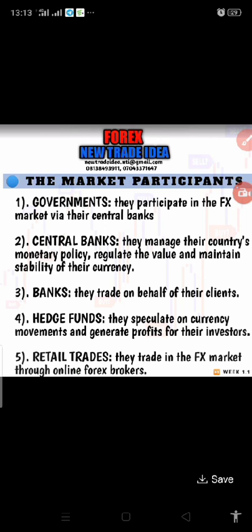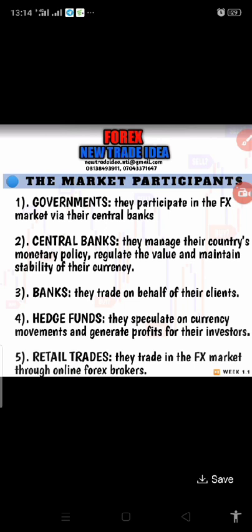Then we have the retail traders. They trade in the forex market through online forex brokers. The retail traders are you and I. We give our funds to the brokers to trade the forex market, because we cannot get to the forex market directly ourselves, as we are not brokers. What I mean by giving our money to the brokers is that you fund your money into a broker's account on their platform. From there you can start to trade, and the brokers indirectly trade the market for you.